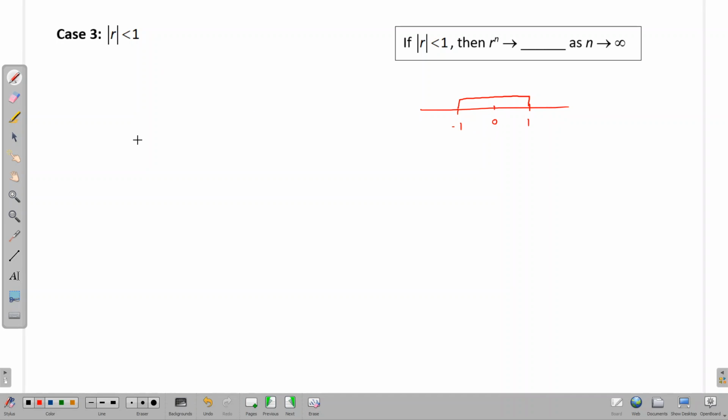So we need to pick an R value like that. So let's do R equals, how about just 1/3? 1/3 is definitely in here. Okay, let's look at what happens to that. Let's look at what happens if we do R to the n, meaning 1/3 raised to the nth power.